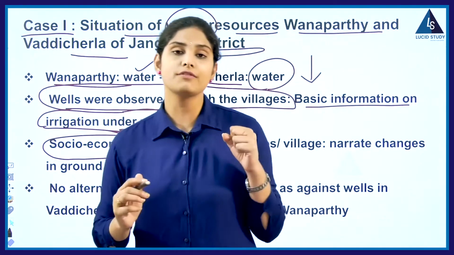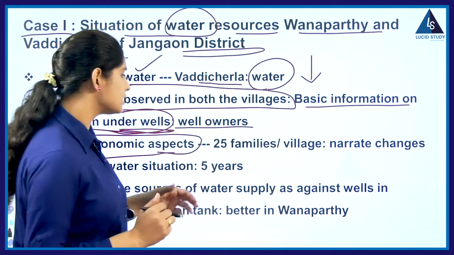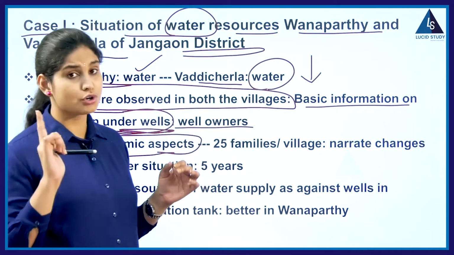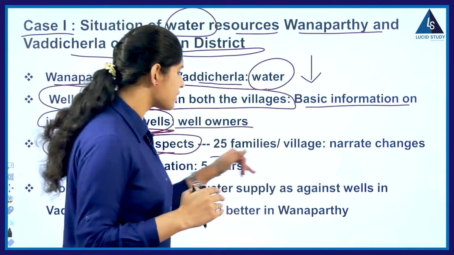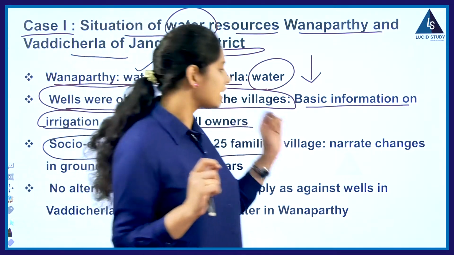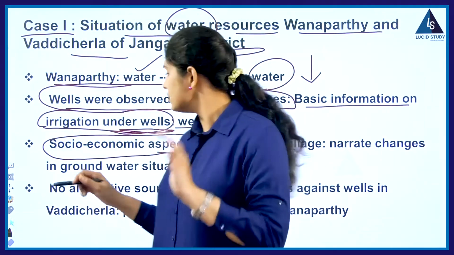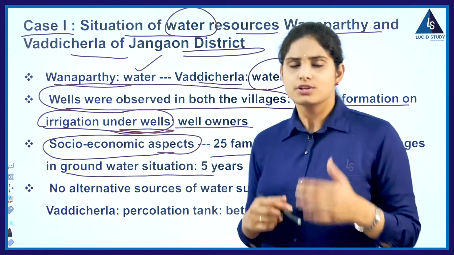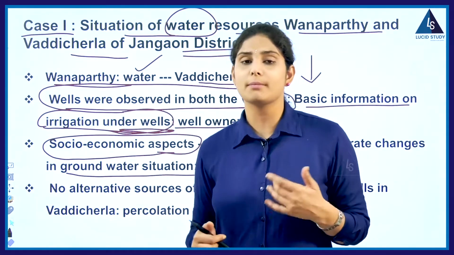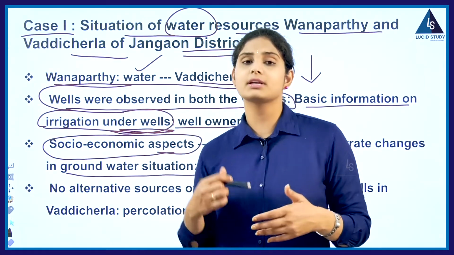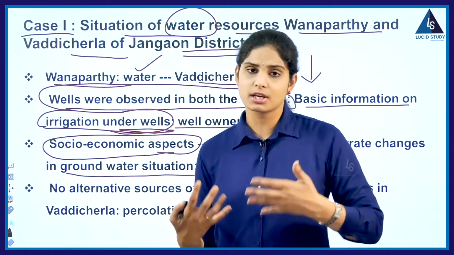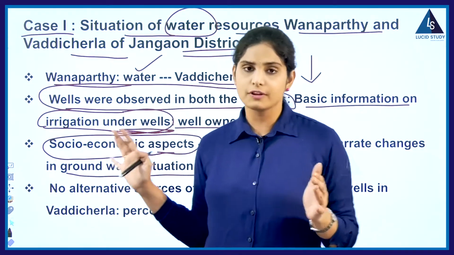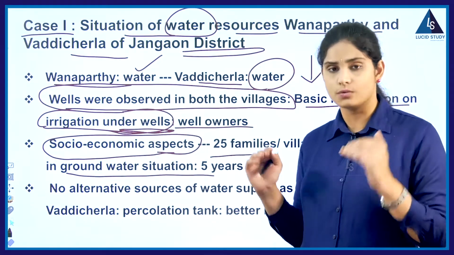Then 25 families from each village were asked to narrate the changes they had seen in groundwater situations over the last 5 years. They were asked to share information on what changes had come in the last 5 years. So this was the first initiation with these 25 families of each village.